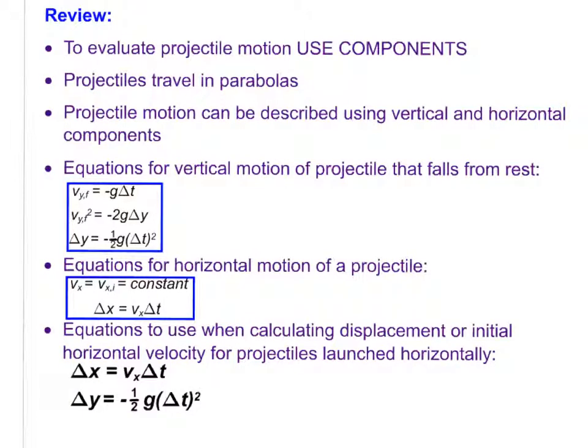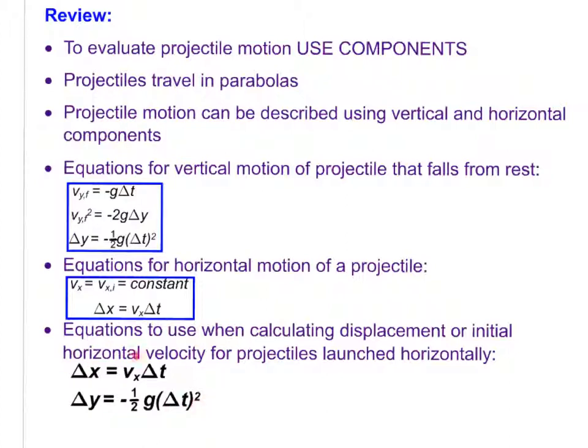So let's review. Obviously, we use components when we evaluate projectile motion. We know that projectiles travel in parabolas, unless, of course, they're just in a plain old free fall. Projectile motion can be described using both vertical and horizontal components. We break it down into components. Here are the equations for our vertical motion when the projectile is simply falling from rest. These are equations for the horizontal motion of a projectile if we have some horizontal motion.